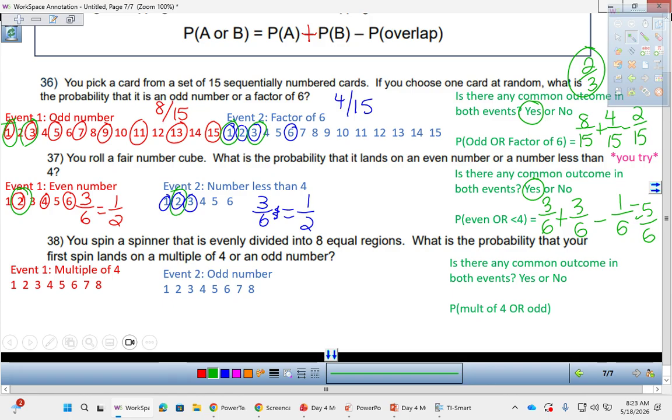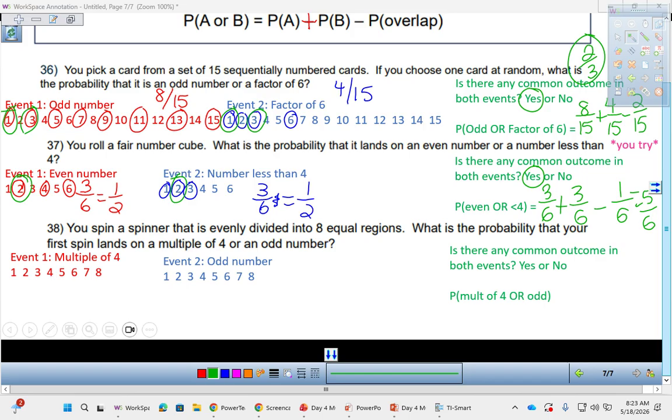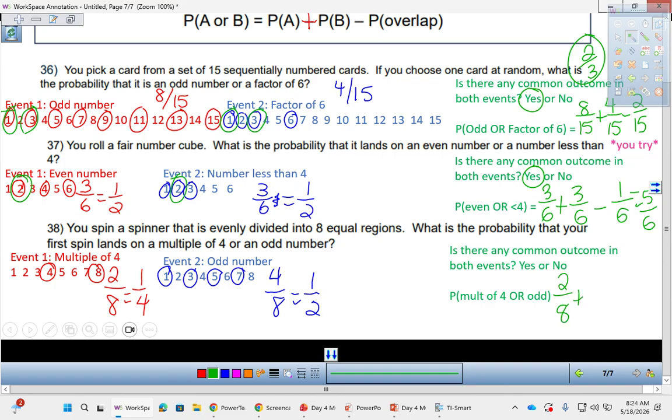Alright, the last one, you spin a spinner that is evenly divided into 8 regions. What's the probability that we land on a multiple of 4? 4 and 8. So 2 out of 8, or 1/4. Or an odd number, 1, 3, 5, and 7. 4 out of 8, or 1/2. When I go to calculate this probability, it would be the probability of the first event plus the probability of the second event. Is there anything to minus?